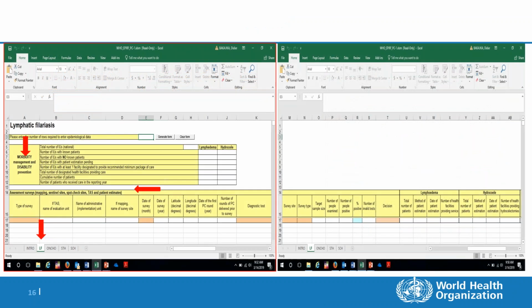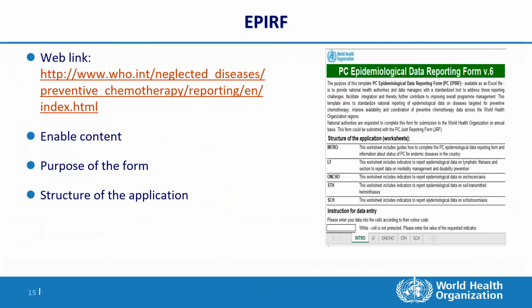Can we come back to the introduction? So we have 5 sheets on this form. There is the introduction where it explains the form, what it's about, and all the PC diseases it covers. So if we look, we have introduction, the LF, onco, STH, and schisto. So we are going to look at the LF sheets. Next.